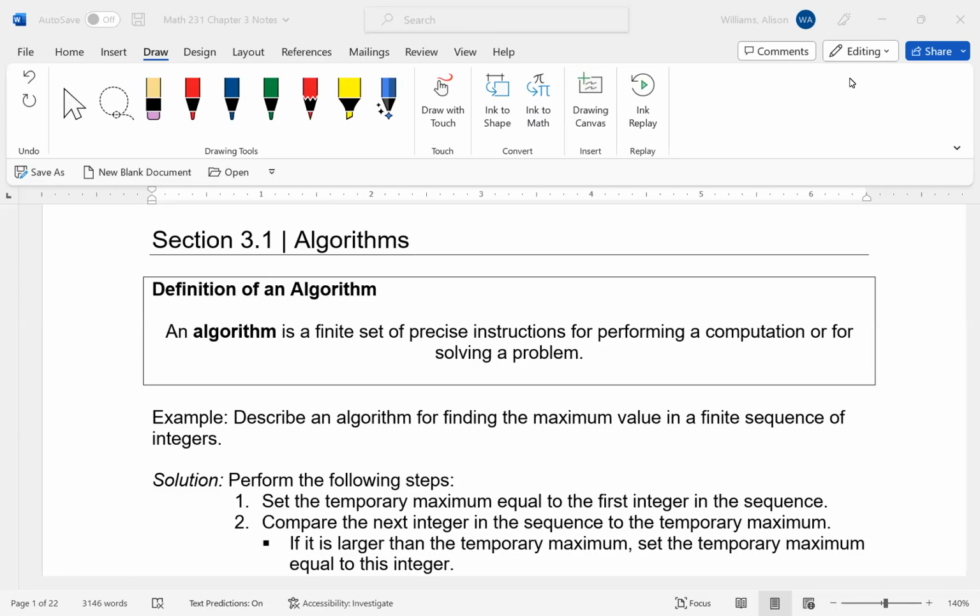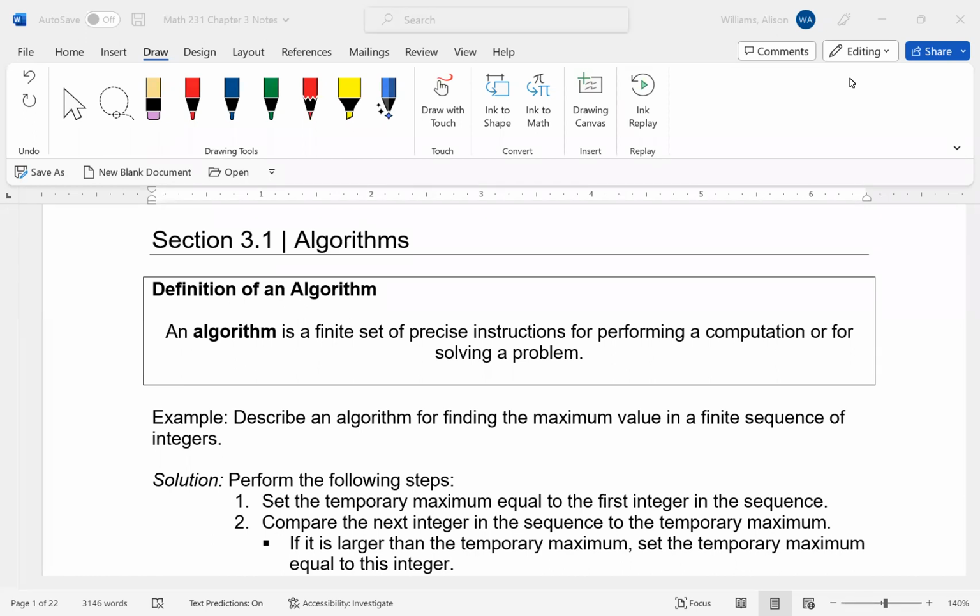In this video, we're going to talk about algorithms. So let's start by defining an algorithm, and that's what chapter 3 is devoted to studying. An algorithm is a finite set of precise instructions for performing a computation or solving a problem. As a computer science major, that probably seems very important to you. A precise set of instructions is what code becomes.